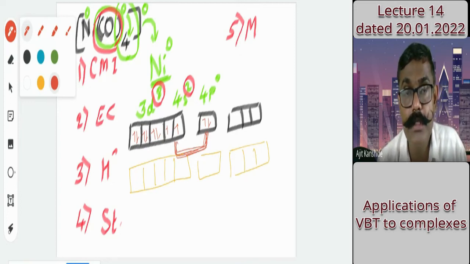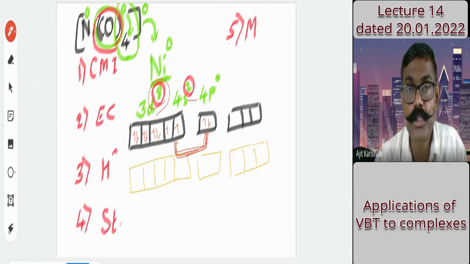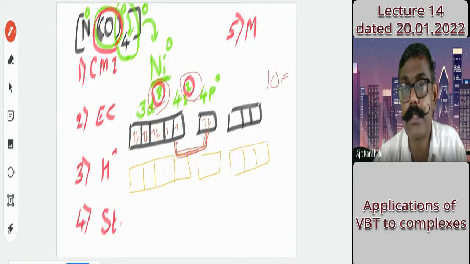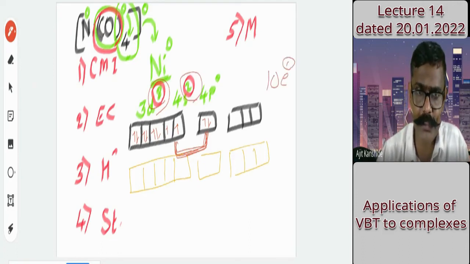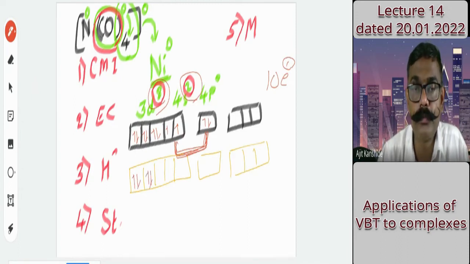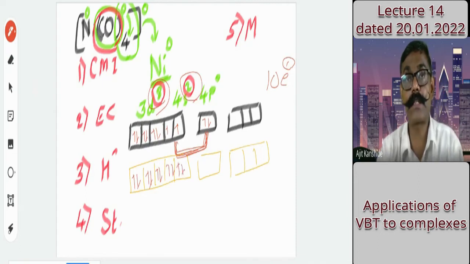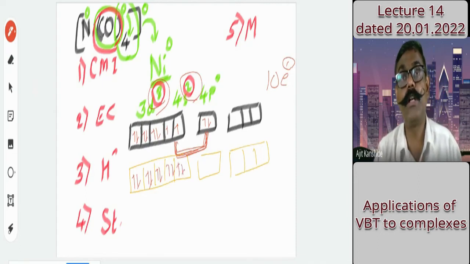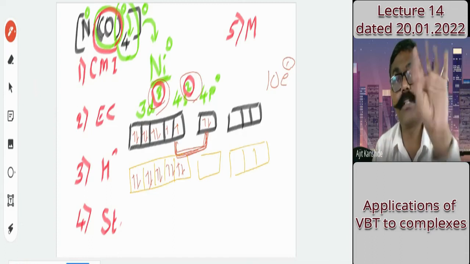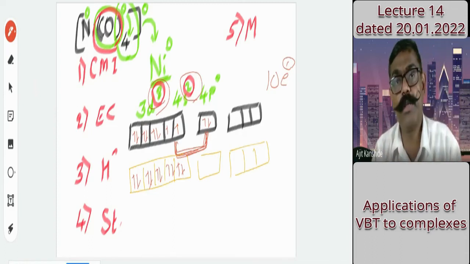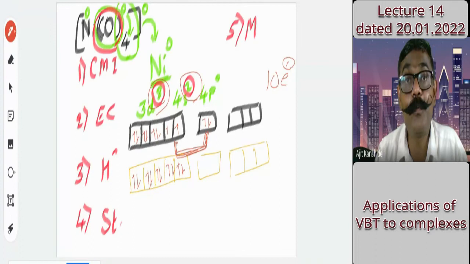Total, how many electrons are there on the metal ion? 8 plus 2. Total 10 electrons are there. How can those 10 electrons be arranged? First two electrons in one room, second two electrons in another room, third two electrons, next two electrons, next two electrons. Yes, here the 10 electrons are over. So the d orbital is now completely filled. There is no space, no provision for the ligand to put electrons.